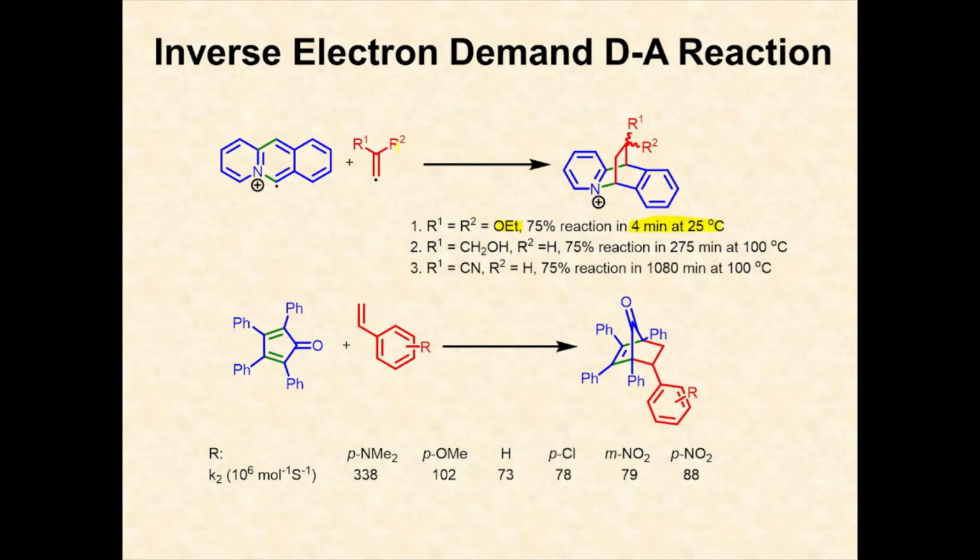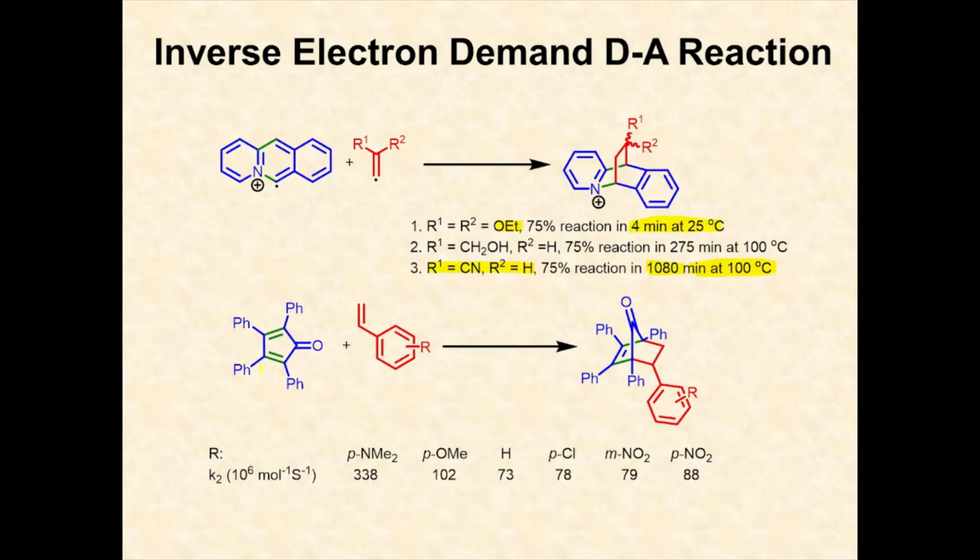Okay. Now, depending on the other substituents here, especially if we go with this one where R1 is cyano and R2 is a hydrogen atom, in that case the reaction takes a prolonged time and a higher temperature as well. So the more electron donating groups the dienophile system has, the faster the reaction will be, producing the product under mild reaction conditions. This is very important when we are talking about inverse electron demand Diels-Alder reactions.